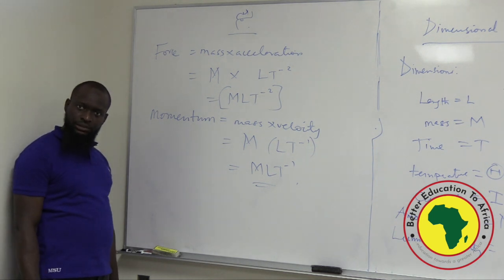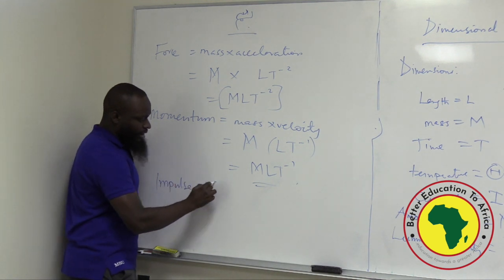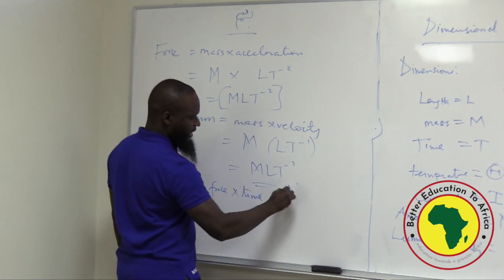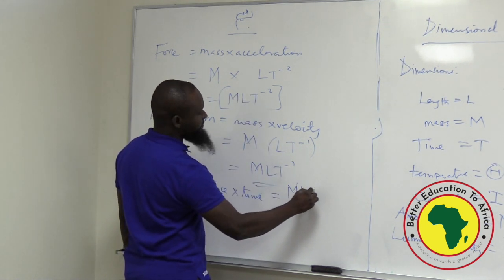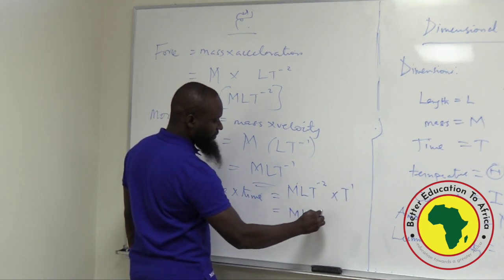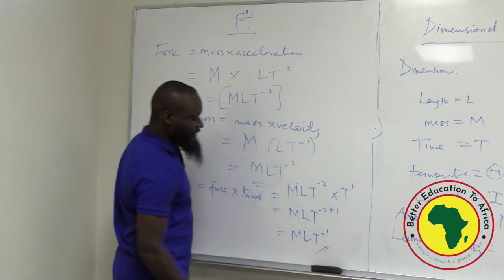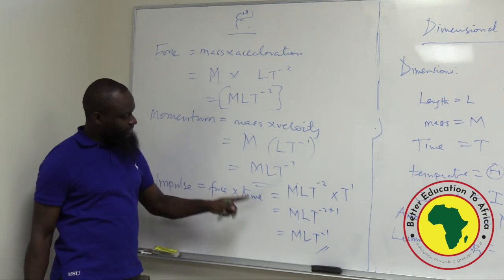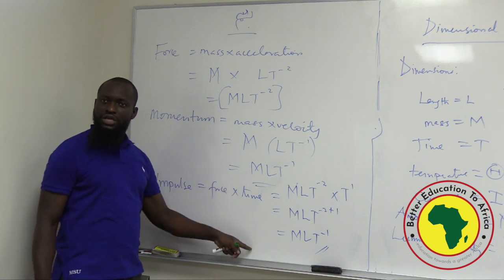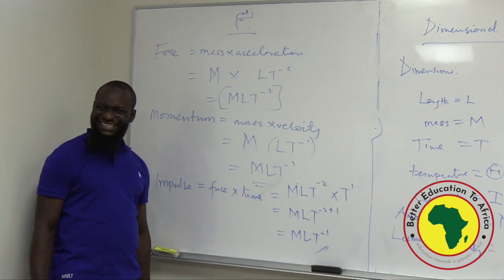Let's look at impulse. Impulse is force times time. We just got the force as M L T to the minus 2, times time T to the 1. So it becomes M L T to the minus 2 plus 1, which is M L T to the minus 1. So you discover that momentum and impulse have the same dimensions. That is why when we get there, we say impulse is equal to the change in momentum. They are the same. Even if they have different formulas, they have the same units at the end of the day.